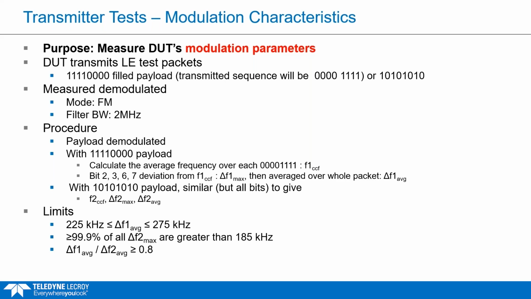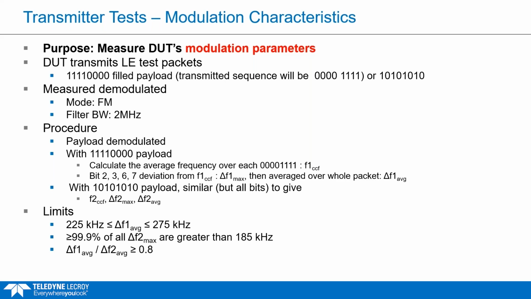We then look at the stable bits, which are bits 2, 3, 6, and 7 out of those 8 bits, and we measure the deviation from that center frequency that we've measured, and those are the delta F1 maxes for each of those bits. Then we average those delta F1 maxes to get a delta F1 average. And then we change the payload to the alternating 1010 pattern, so this gives you the worst case frequency swings on the modulation, and we repeat those measurement types to give F2 versions: F2 CCF, F2 max, delta F2 max, delta F2 average. I do have some slides coming up which explain this in graphical form, which makes it a little bit easier.